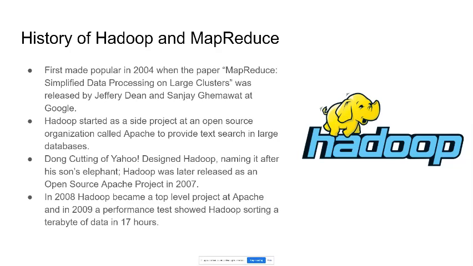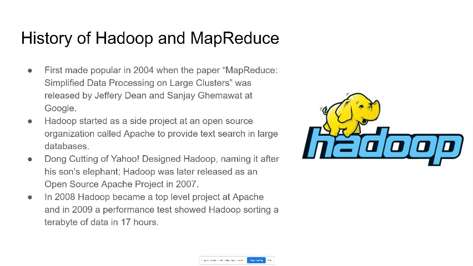Moving on from big data to Hadoop, I wanted to talk about how it all started. Hadoop started as a side project at an open source organization called Apache to provide text search and large databases. Doug Cutting from Yahoo designed Hadoop, naming it after his son's elephant. The project was then later released as an open source Apache project in 2007. Fast forward a year, and Apache upgraded the project to top level in 2008, and then another year later, the project was put through a performance test where they were able to show Hadoop sorting a terabyte of data in 17 hours.